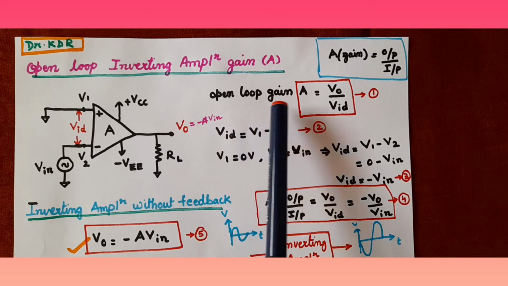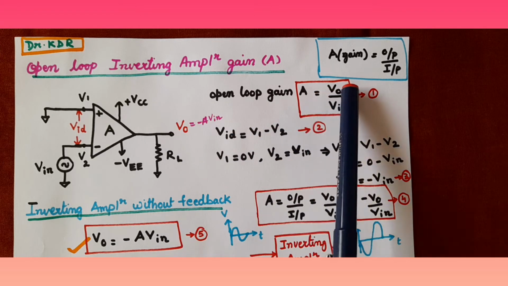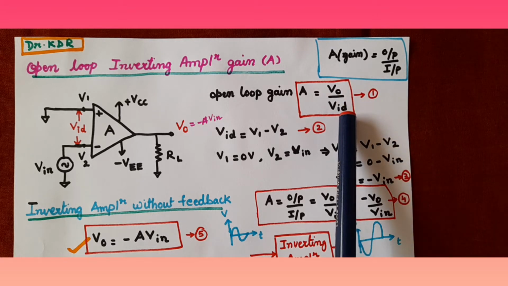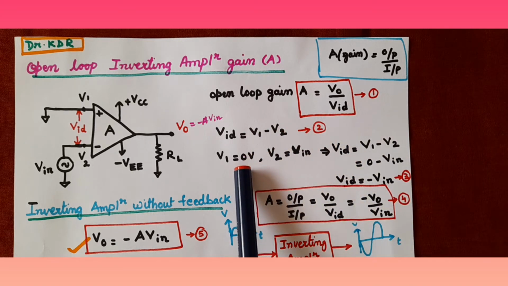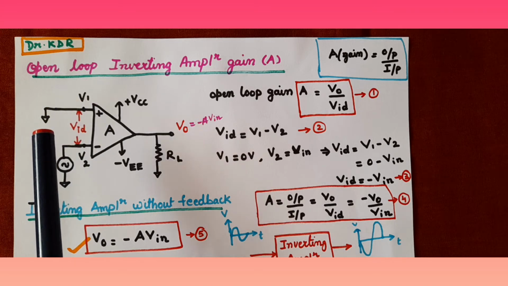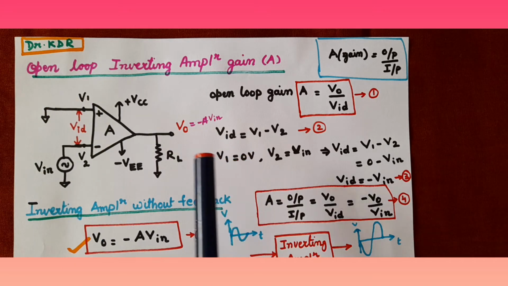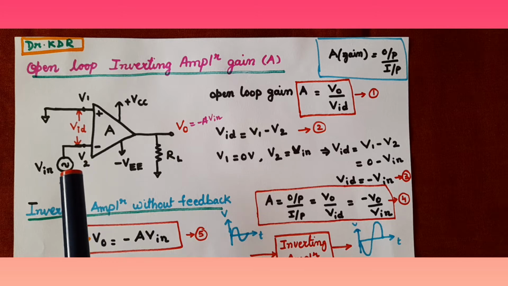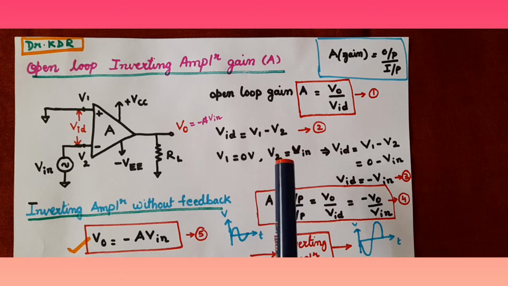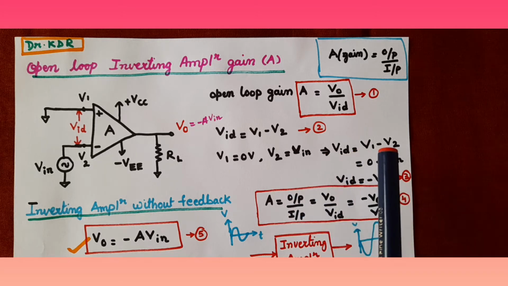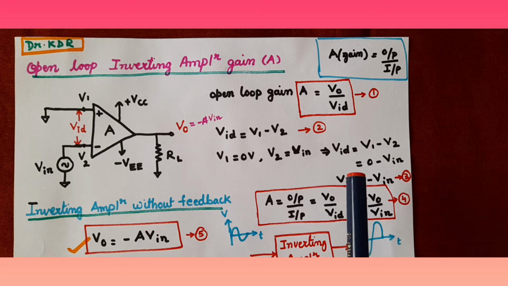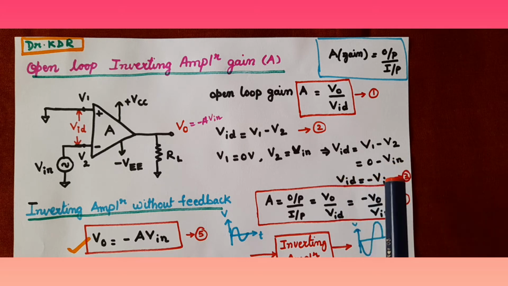So what is open loop gain? Output by input. What is output? V0. What is the input voltage? VID, difference input voltage, which is written as V1 minus V2. What is the voltage at V1? As it is connected to the ground, it is 0 volts. What is the voltage at V2? V in, because the input source V in is connected to V2. So what is VID? V1 minus V2. On substituting V1 as 0, V2 as V in, we get VID as minus V in.